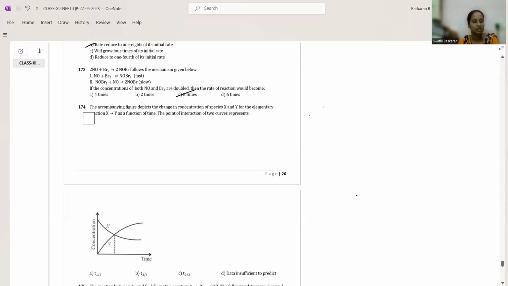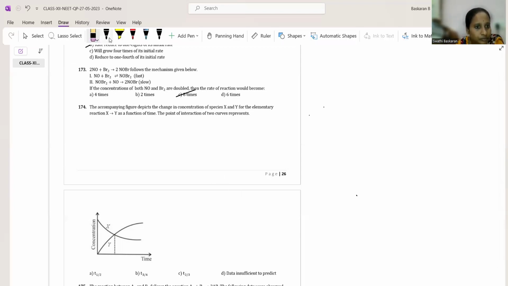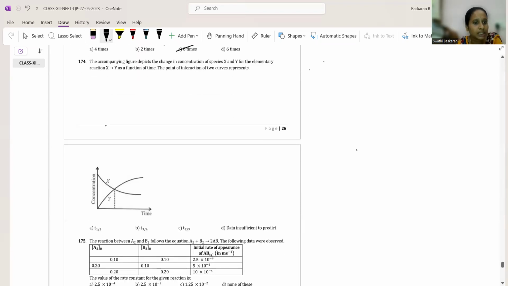The 174th question. So here they are actually giving a graph, and with it they are also giving a question. What is it? The accompanying figure depicts the change in concentration of species x and y for the elementary reaction x to y, which means that x is the reactant and y is the product, as a function of time. The point of intersection of the two curves represents what?